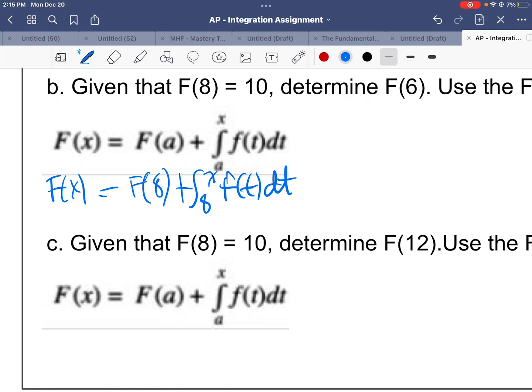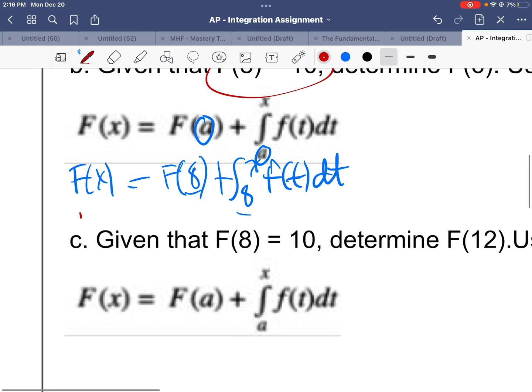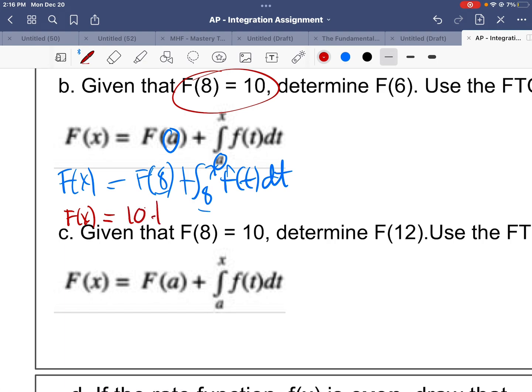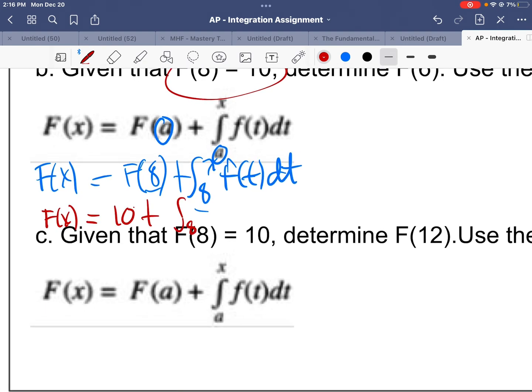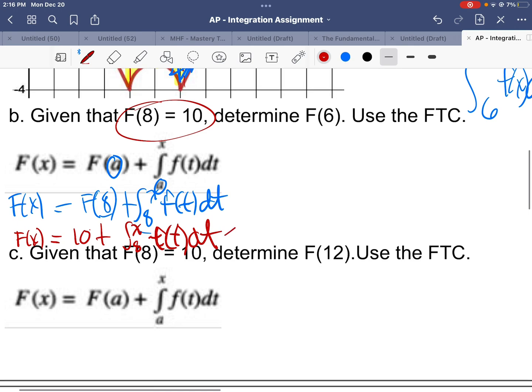Okay, and do I know anything here? Right, all I did, by the way, is follow the formula. That's it. If that's a, that's a. So if that's 8, that's 8. So now I should write it down with f at 8. What is f at 8? Oh, it's a y value of 10. So big F of x equals 10 plus the accumulated area from x equals 8 to some value x, f at t dt. Okay. All right, so now let's use that.